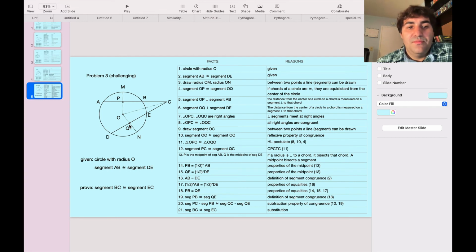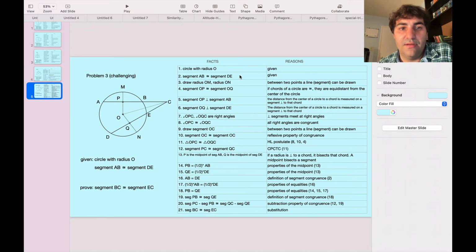So this last problem is challenging, but let's not be intimidated by it. Let's just go over it step by step, and it won't be so bad. So we're given a circle of center O. We're given segment AB is congruent to segment DE. So these are chords, right? Segment AB and segment DE. And we want to prove that segment BC is congruent to segment EC.